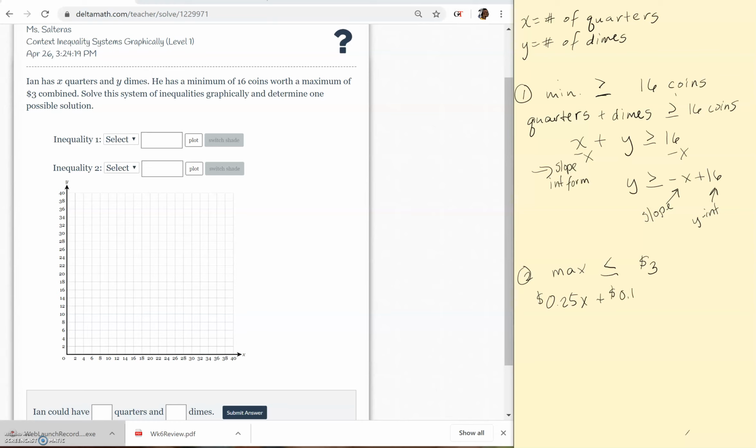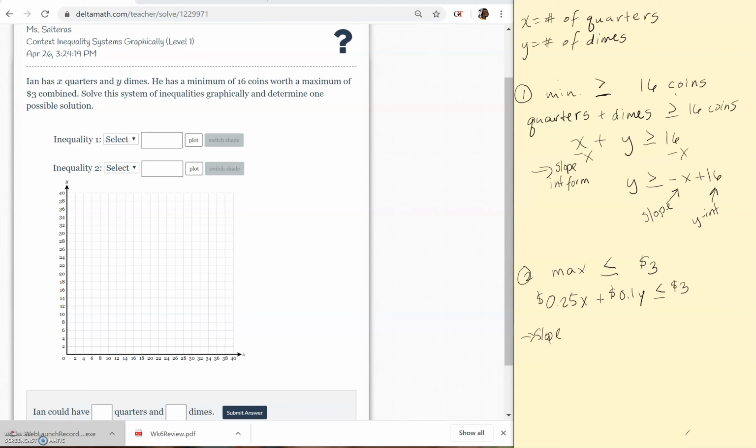It's 10 cents. You do not need to put the extra zero, but if you would like to, you can. All right, so it's 10 cents times however many dimes you have, and then that is going to be less than or equal to $3. All right, so again, we want to change this into slope-intercept form.